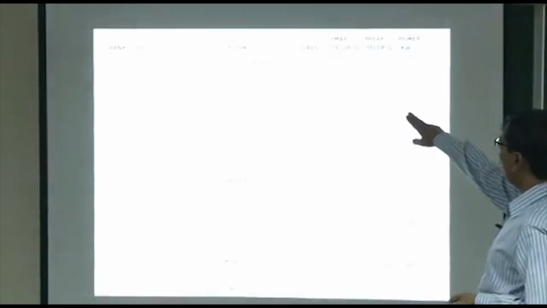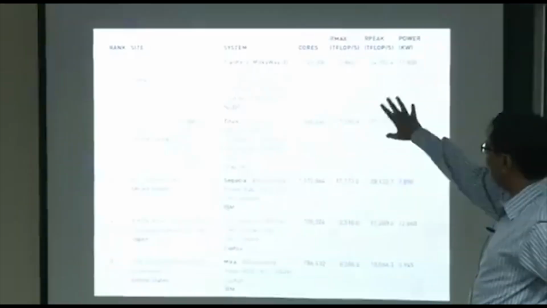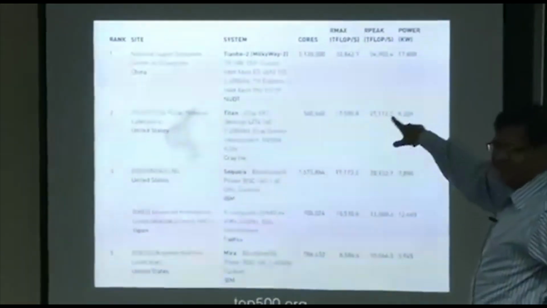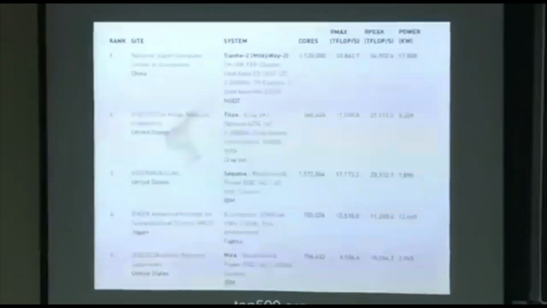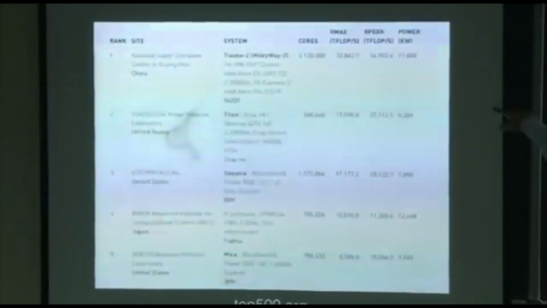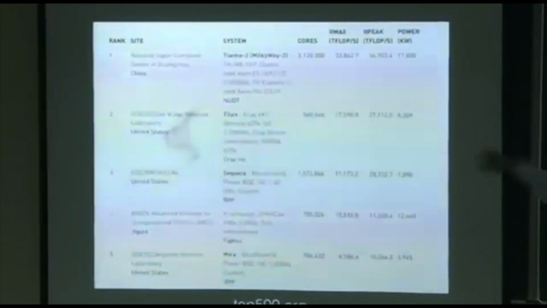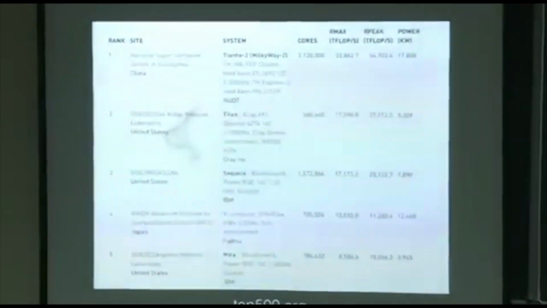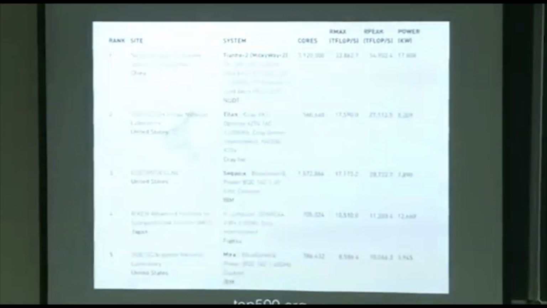China has the topmost machine, number 1, and how many cores does it have? Do not worry about what is written inside there, it is 3 million. So 3 million is a big number, 3 million cores sitting there. What is the peak rating? It is 33 petaflops, so it is 100 times faster than our machine. Now how much power does it take? The last column, 17 megawatts. It is a huge power. You need basically a power station for this machine.